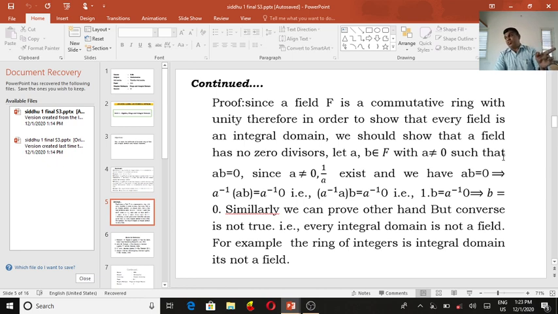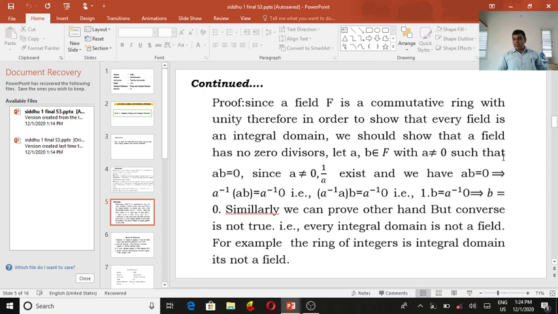I already stated this in the definition. Without zero divisors means that if a is not equal to 0 and b is not equal to 0, the product should not be 0; if the product is 0, at least one of them is 0. In the other case, ab equals 0 with b not equal to 0, so b inverse exists. I multiply b inverse on both sides: ab times b inverse equals 0 times b inverse, so a times b b inverse, which is 1, equals 0. Simply a equals 0, meaning one of them is 0.